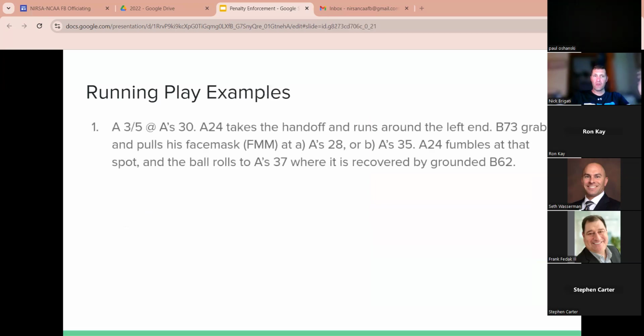So on a running play here, 3rd and 5 at A's 30, we have a handoff, run around left end, and we have a face mask at A's 28, which is behind the neutral zone, or A's 35. Then A24 fumbles at that spot, and the ball rolls to A's 37, where it's recovered by the defense. A wants the ball. They're going to enforce those penalties in the first case from the previous spot because the run ended behind the neutral zone, and in the latter case, at the spot of the fumble because the run ended beyond the neutral zone.